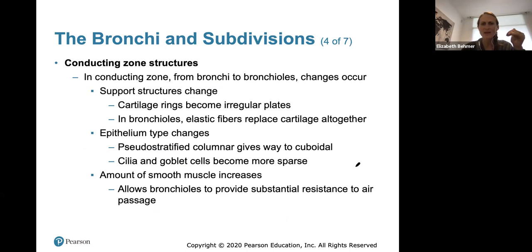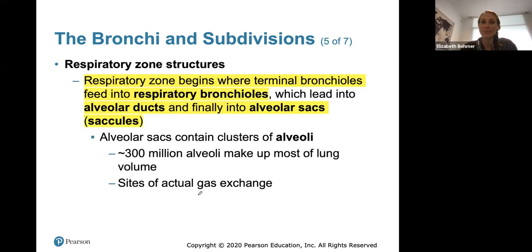So here we have the conducting zone, the supporting structures. Cartilage rings will become irregular plates and a lot less frequent. In the bronchioles, the tiniest ones, elastic fibers will replace cartilage. The epithelium will change and the amount of smooth muscle increases. If you remember from the nervous system, our bronchioles are under nervous system control, and they can constrict or dilate depending on if our lungs need more or less oxygen and air going through them.